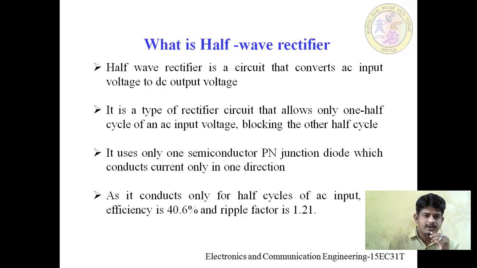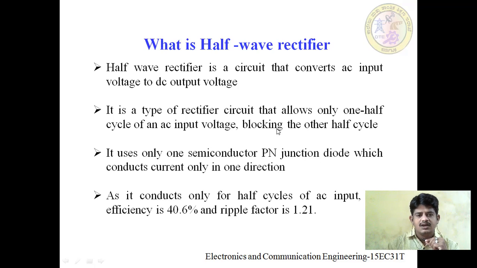Now we will deal with what a half wave rectifier is. First understand that a half wave rectifier uses only one diode, only one PN junction diode, and it operates for only the half wave of the input signal. Let's go with the statements. A half wave rectifier is a circuit that converts AC input voltage into DC output voltage, as per our rectifier statement. It is a type of rectifier circuit that allows only one half cycle of an input AC voltage and blocks the other half cycle.